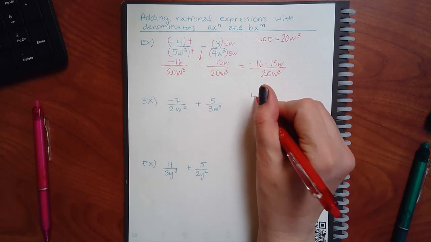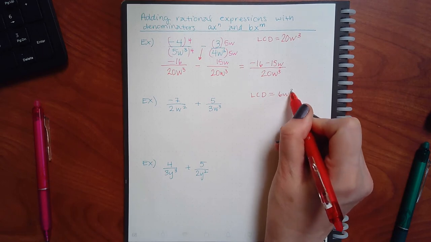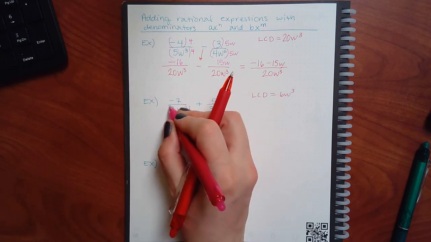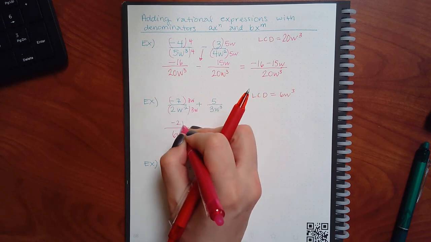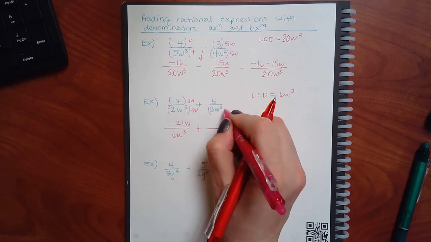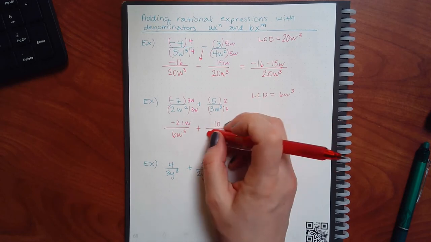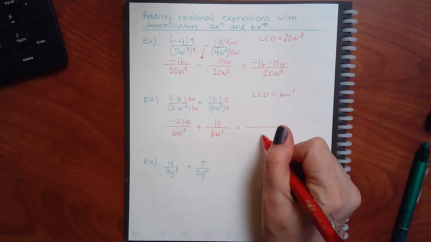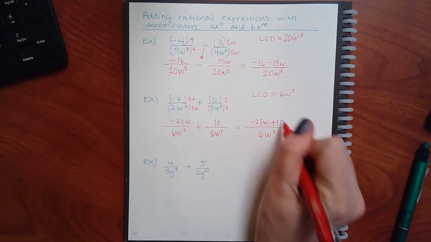Okay, what is the common denominator here? 6WQ. So what did you have to multiply by? 3W on that side. So that gives you negative 21W, plus 10 over 3W. Not over 3W, over 6W cubed. Yeah, so we get 6W cubed the same, but then both of these guys together, right?